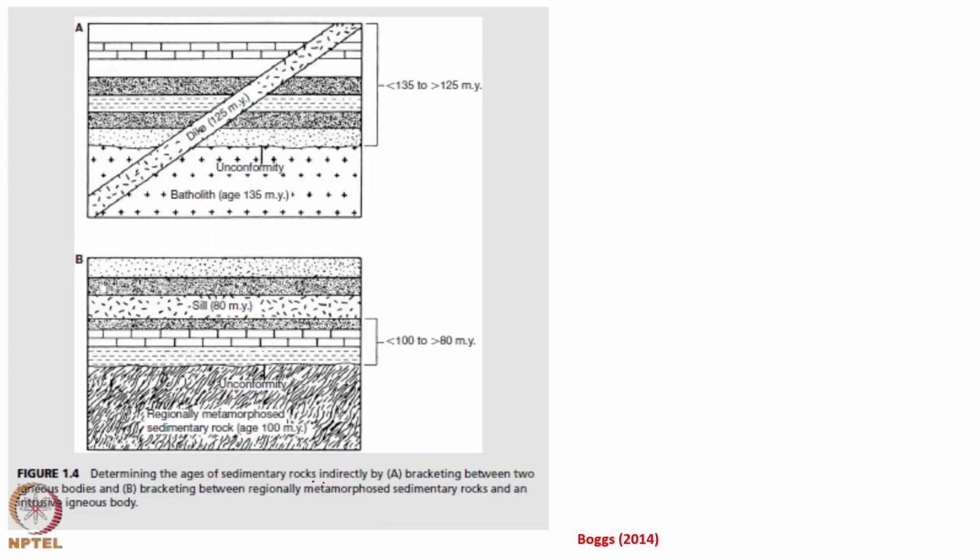How can an indirect approach of dating be performed? Consider here a batholith of age around 135 million years, obtained by a geochronologic process.